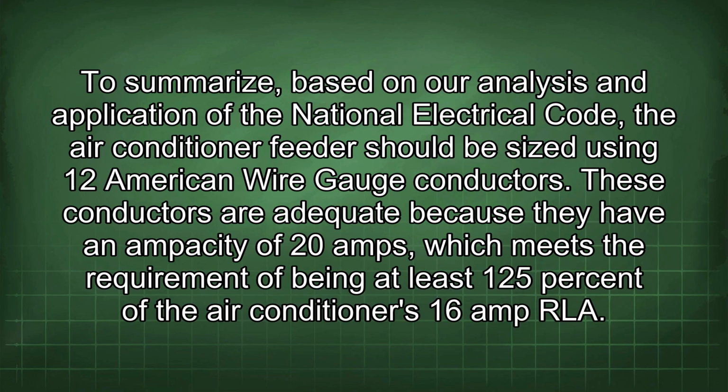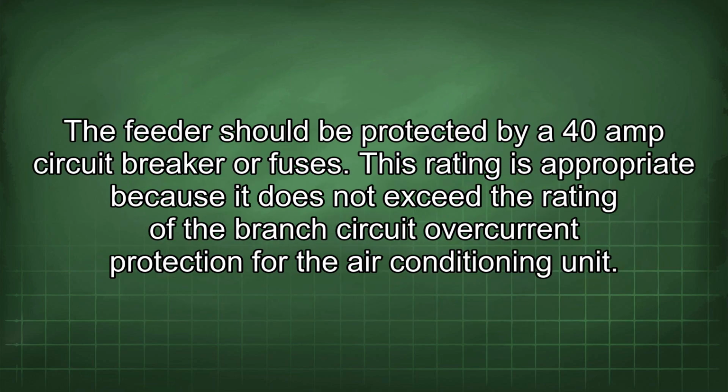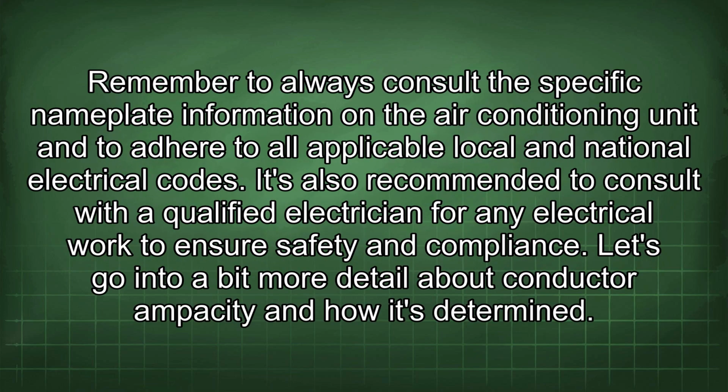To summarize, based on our analysis and application of the National Electrical Code, the air conditioner feeder should be sized using 12 American wire gauge conductors. These conductors are adequate because they have an ampacity of 20 amps, which meets the requirement of being at least 125% of the air conditioner's 16 amp RLA. The feeder should be protected by a 40 amp circuit breaker or fuses. This rating is appropriate because it does not exceed the rating of the branch circuit overcurrent protection for the air conditioning unit. Remember to always consult the specific nameplate information on the air conditioning unit and to adhere to all applicable local and national electrical codes. It's also recommended to consult with a qualified electrician for any electrical work to ensure safety and compliance.